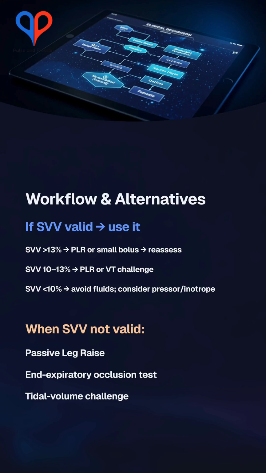Here's a simple workflow. When SVV conditions are met and the value is high, confirm with passive leg raise or give a small fluid bolus and reassess. If you're in the gray zone, do a passive leg raise or tidal volume challenge. If SVV is low, avoid giving fluids blindly. Use pressors or inotropes.